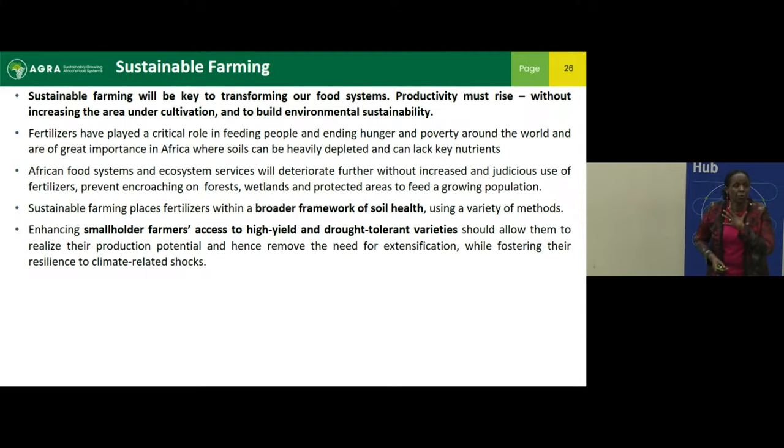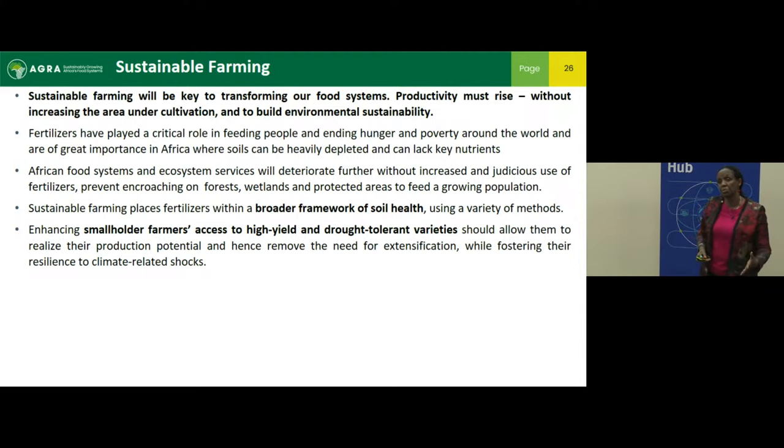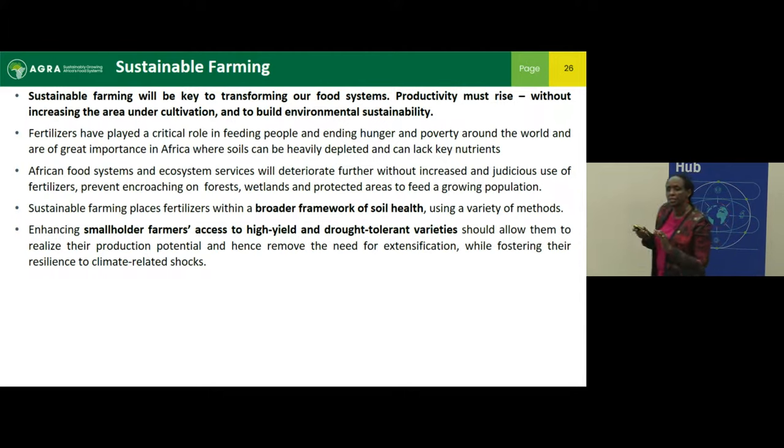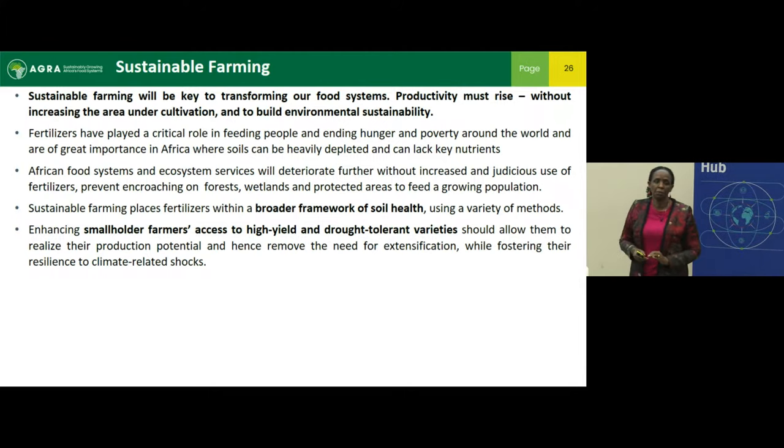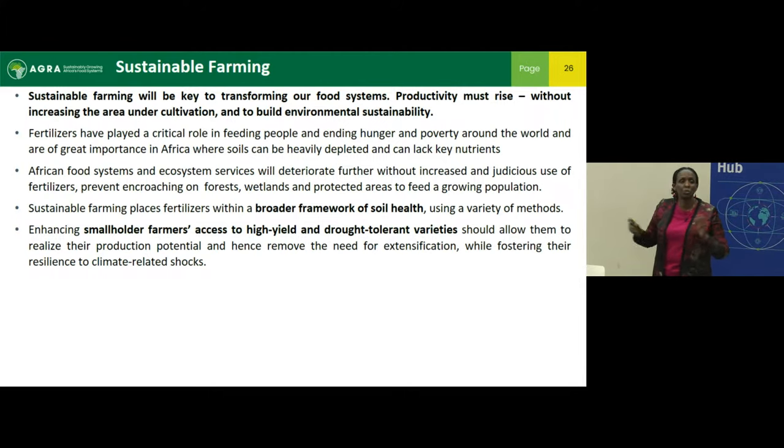For us in Africa, we see an opportunity in sustainable farming. Sustainable farming means what I just told you, finding the right balance between feeding people and the environment. We cannot pit one against the other. We need the environment to live for our children and their children, but we need to feed people today. So how do you create that balance?